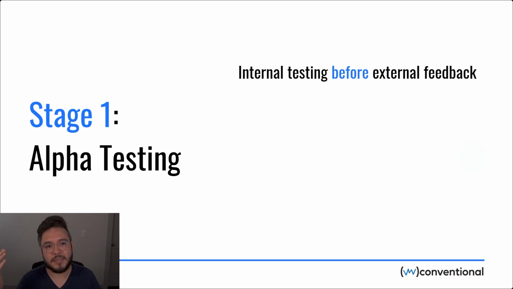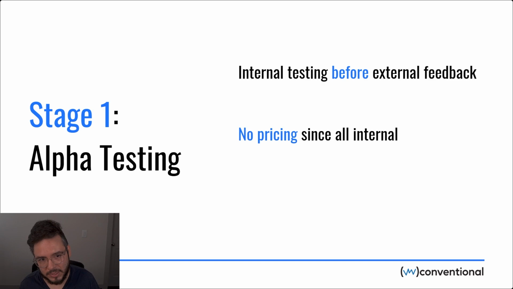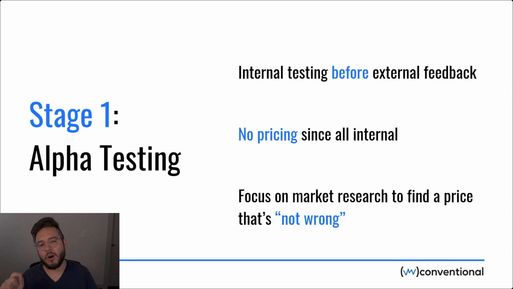Stage one, alpha testing. We chatted about this. This is internal testing before external feedback is received. There's no price. We're not concerned about it. So what are we doing about price during this stage? We are doing the research. We're looking at the market. We're analyzing the product. Again, if we're charging for a result, how much result do we deliver?